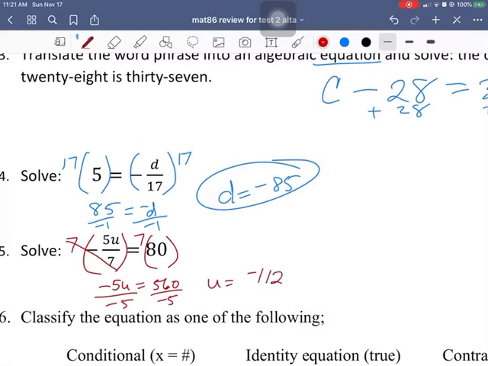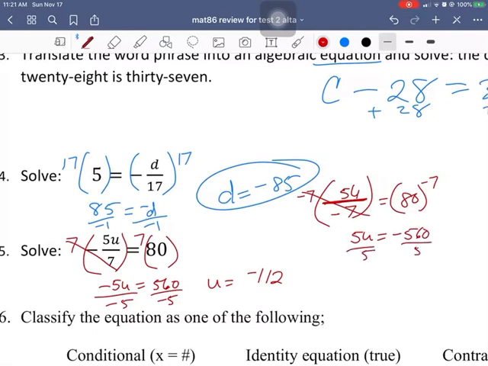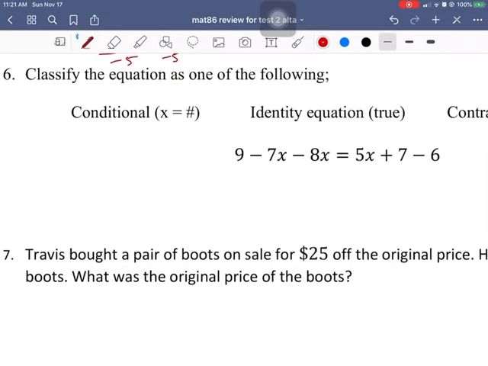Let me be clear. You can write this as having the negative on the bottom, and you can multiply by a negative 7. Okay, and that would get you here. And then you're dividing by a positive 5, so it still would be a negative 112, either way you do it. Okay.